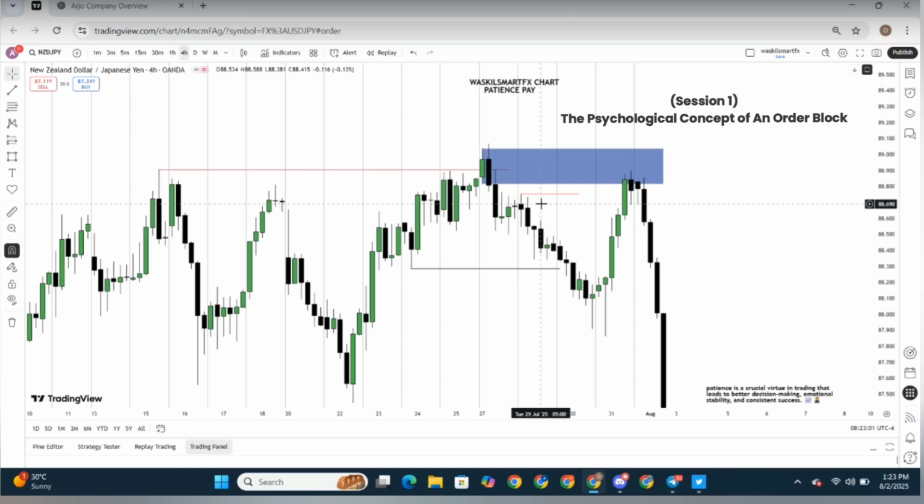So please, let's get that cleared, and then let's understand that we're going to be learning about some certain rules and regulations for spotting an order block, okay? So first of all, let me start.